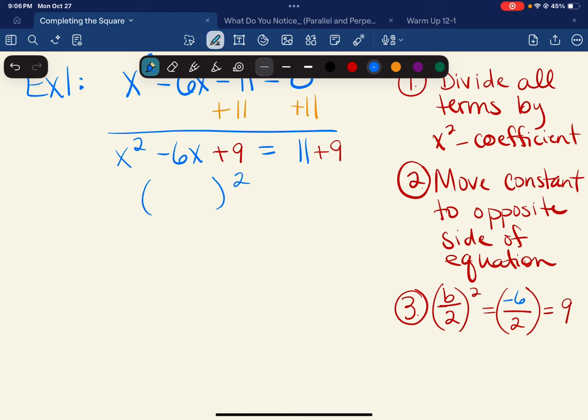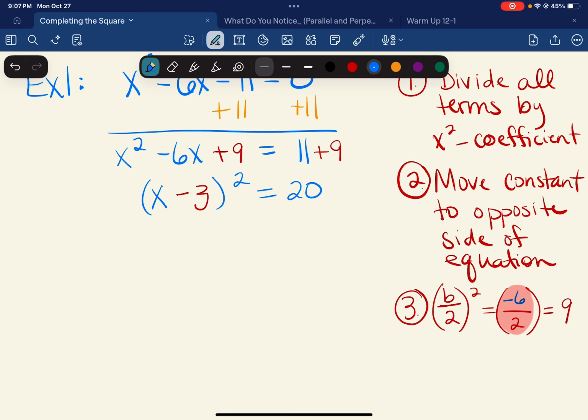It's going to end up being a binomial squared. Our variable is x. And then whatever b divided by 2 was, in this case, negative 6 divided by 2, that gives us a negative 3. That's what goes inside our parentheses also. It's a minus 3. And then on the right side of our equation, we have 9 plus 11, which gives us 20. All right? So we're a lot closer now than we were before.